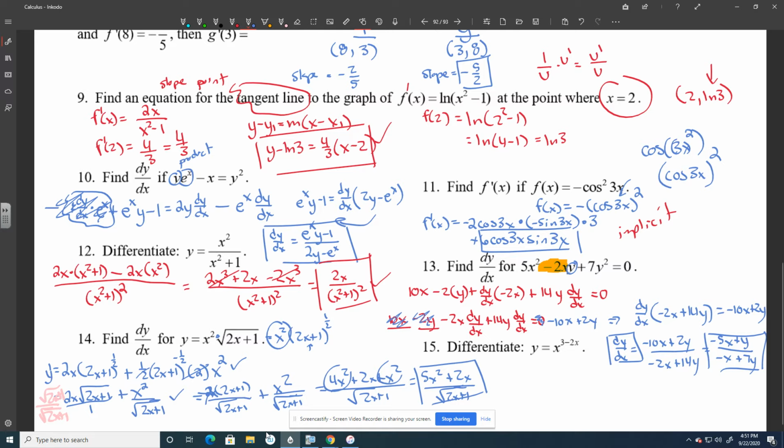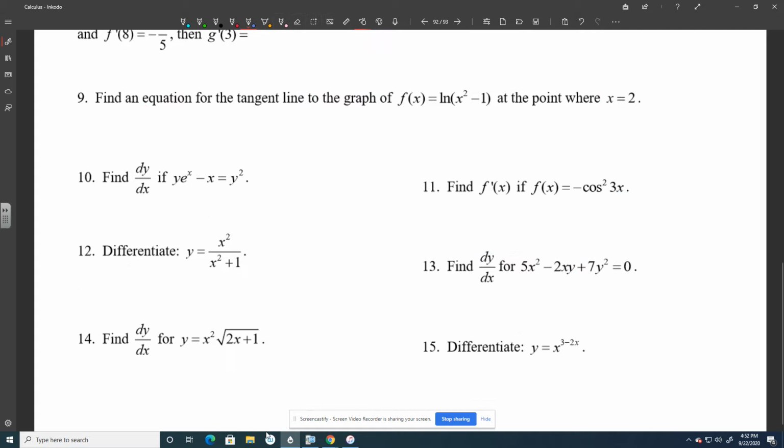We are completely out of room. So as much as I don't like doing this, we're going to erase a lot of work here, and we are going to do number 15 just over here to the side. So y equals x to the 3 minus 2x, and it wants us to differentiate.